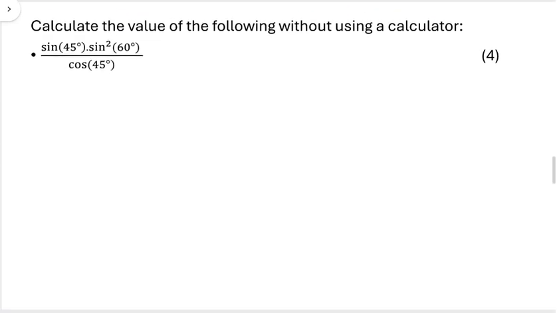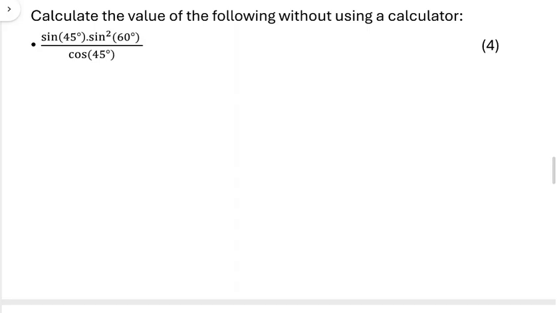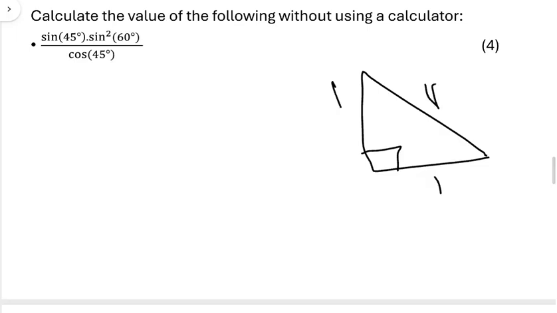There's another one out of 4. So here we need 2 special angles. The one with 45, the easiest: 1 and 1. I know that this is square root 2. I have 45 degrees here, and 45 degrees here. And then I need the one with 60 and 30.